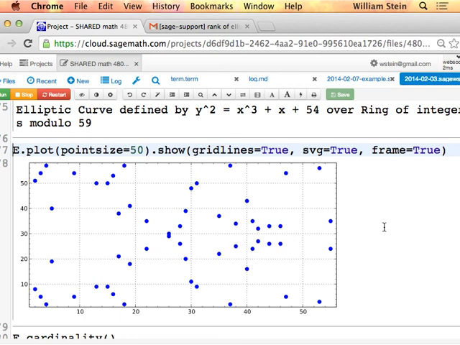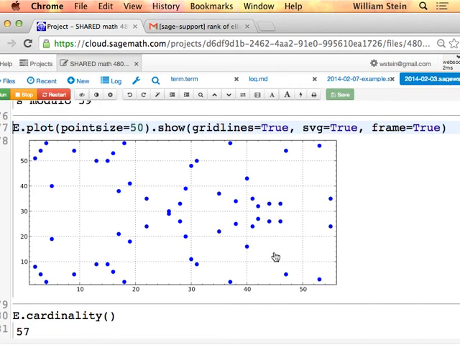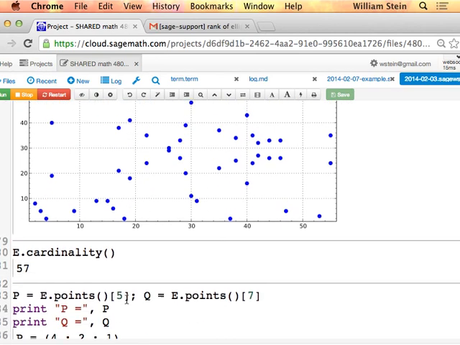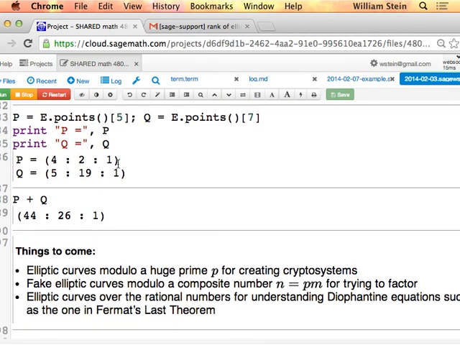Okay, so that's the group. The group is this set of blue points plus one point at infinity. And given any 2 points here, there's a natural way of adding them together, namely by the algorithm that I have behind here on the whiteboard. And in practice, what happens? There are 57 points total. Let's just do an actual addition. Here we are. I just chose 2 points: 4, 2, which satisfies the equation mod 59, and 5, 19 does as well. And using p plus q, I get the sum, and it's 44, 26. So there's no fraction, there are no denominators at all because we're working mod 59.